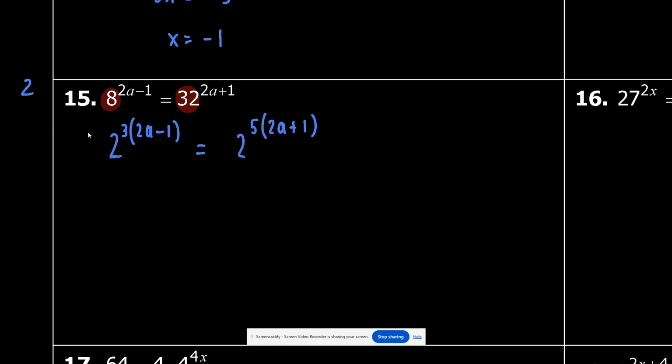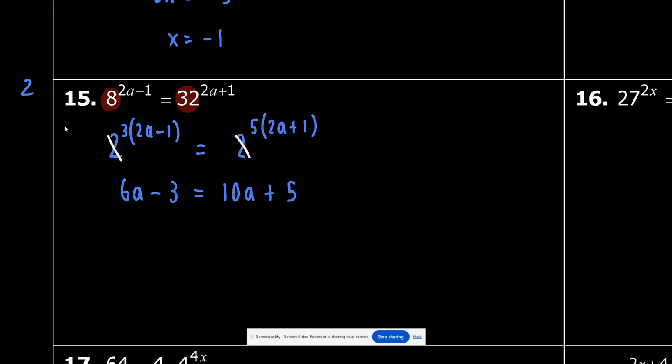Now, from here, like we said yesterday, we're going to drop the bases because they're the same, and then we're going to set what's left over equal. Now, in doing that, I've got to use the distributive property. So 3 times 2a is 6a, and 3 times negative 1 is negative 3. So on the left side, I'm left with 6a minus 3. On the right side, 5 times 2a is 10a, and 5 times positive 1 is positive 5.